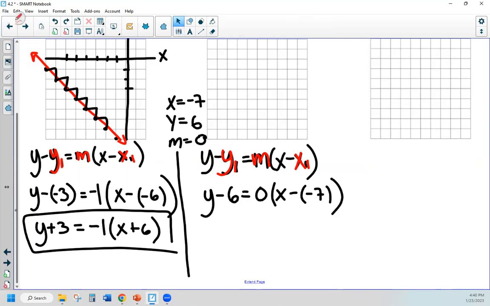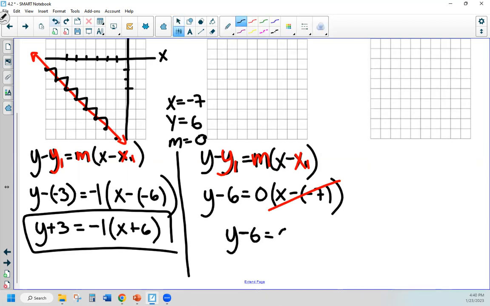Okay, so two things that we can notice here. Number one, we could write this as +7, and number two, it doesn't matter however you write that, because anything times 0 is 0. It's all going to be eliminated by that 0. So I could simplify that and say, this is pretty much what we're working with. So that is our answer. Y minus 6 equals 0.